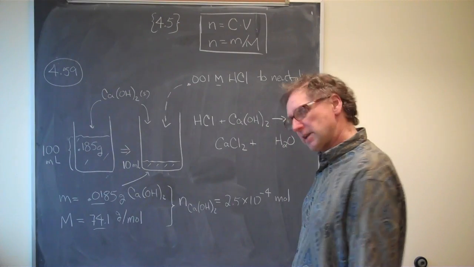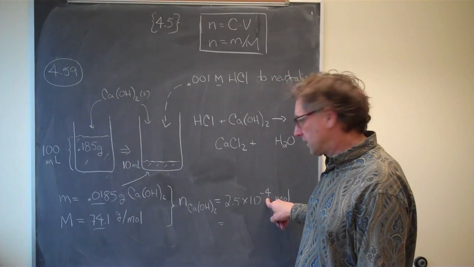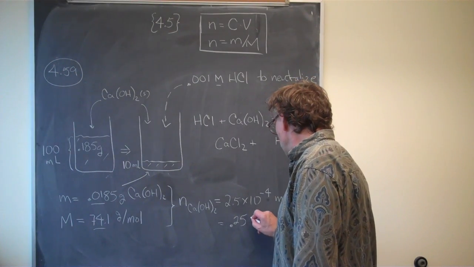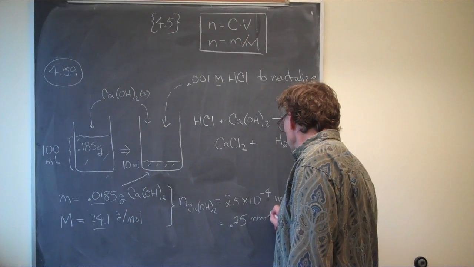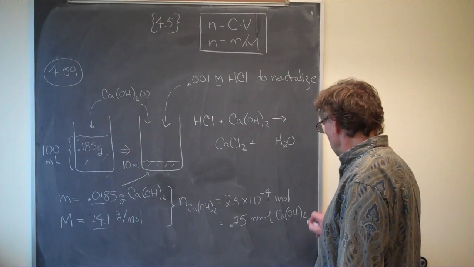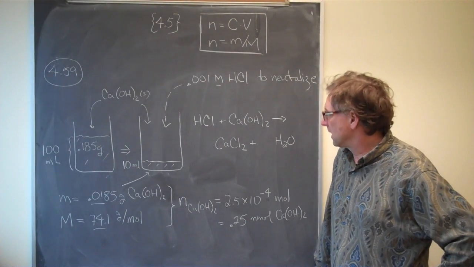If I wanted to convert that into millimoles, I just multiply that by 1,000, so that looks like 0.25 millimoles of calcium hydroxide. Okay, so that's the number of moles of calcium hydroxide.